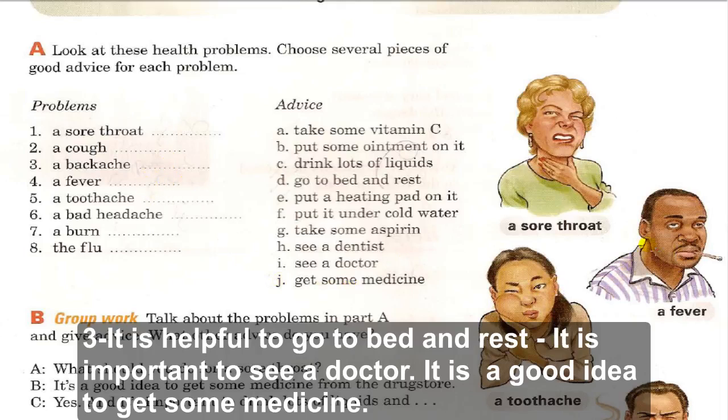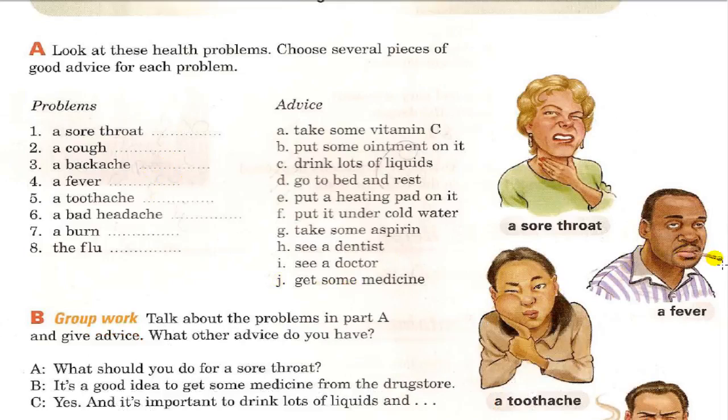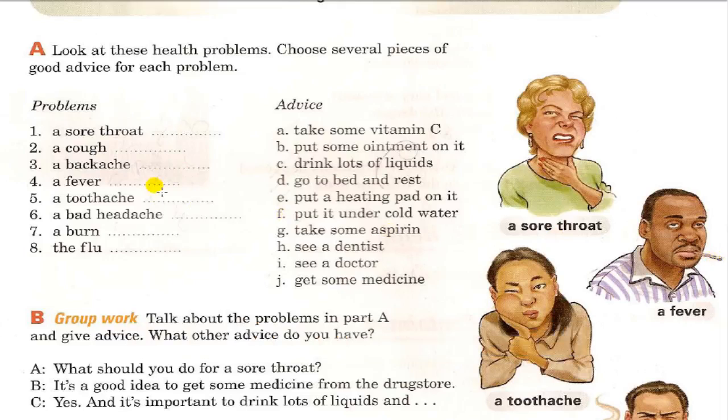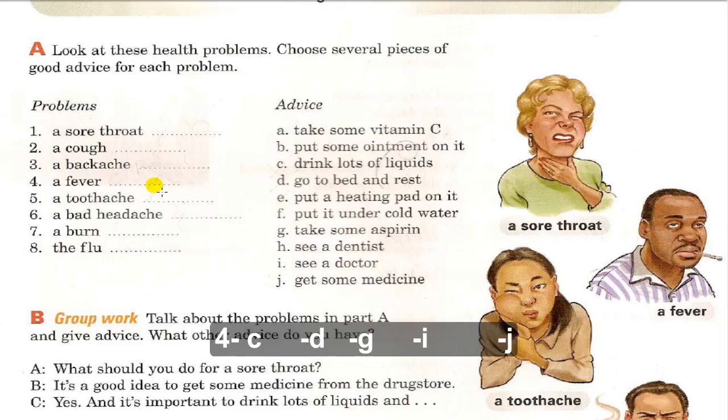Fever. This is fever. High temperature. Thermometer. This is a thermometer. Fever, number 4. The answers C, D, G, I, J. For fever, it's important to drink lots of liquids. It's a good idea to go to bed and rest. It's helpful to get some aspirin.